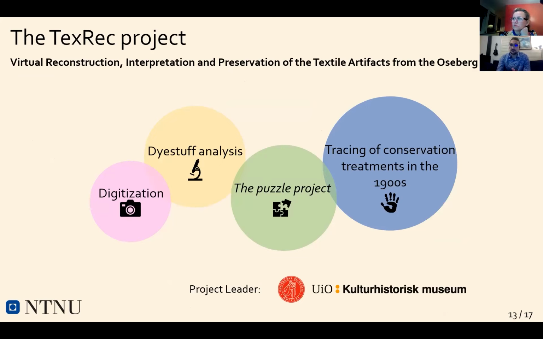And so the TextRec project was born last year, and it is aimed at virtual reconstruction, interpretation, and preservation of the textile artifacts from the Oseberg find. It has four main missions regarding the imaging part. One is the digitization of the fragments. One is the dyestuff and pigments analysis. One is the tracing of conservation treatments that were done in the last century, because it's not well documented. And one is the puzzle project, a very exciting part, aiming at putting these fragments together in a way.